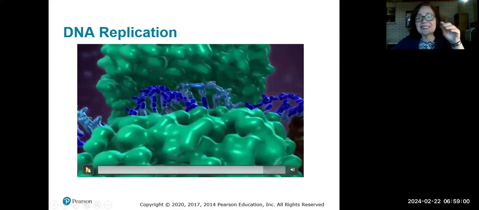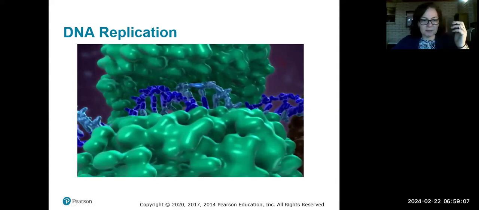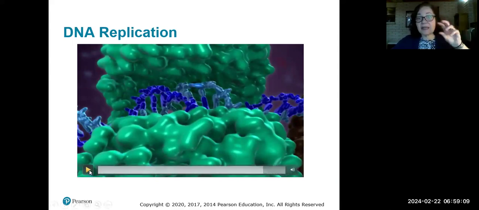Okay, finally, DNA ligase is like a little stapler to finish that off. It's just one more enzyme that helps us with the copying of the DNA.